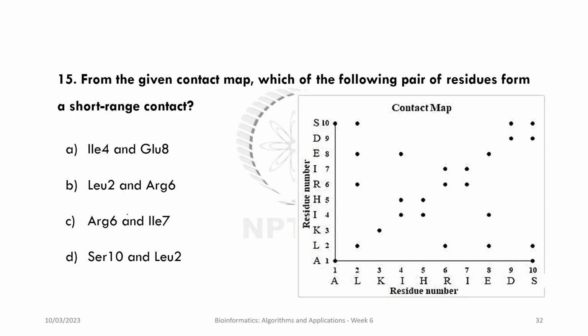Okay. Question 15. From the given contact map, which of the following pair of residues form a short range contact? Option A, isoleucine and glutamine at 4 and 8th position, leucine 2 and arginine 6 and isoleucine 7, serine 10 and leucine 2. A, B, C, D. Drop in your answers. Wait. Of course, Hari will be looking into the explanation.